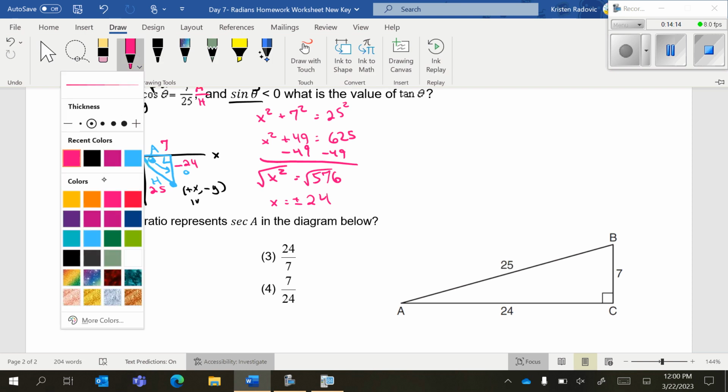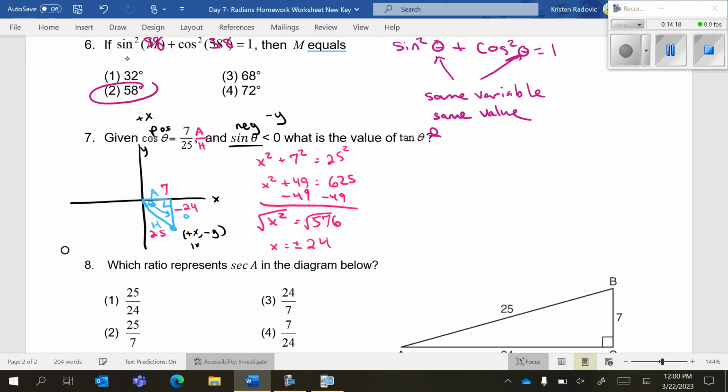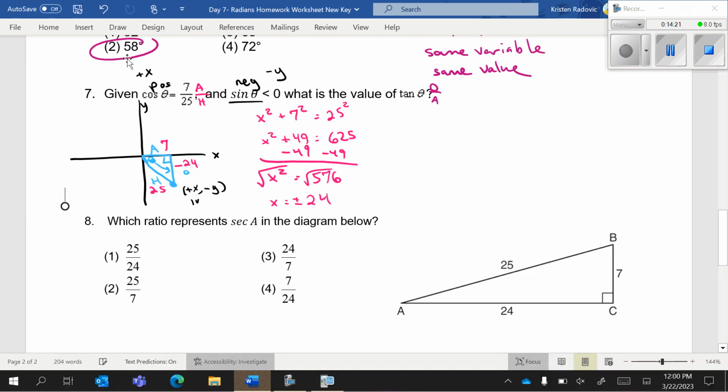Now, the goal was to find tangent. Tangent is opposite over adjacent. So, tangent, your opposite is negative 24, your adjacent is 7. There you go.